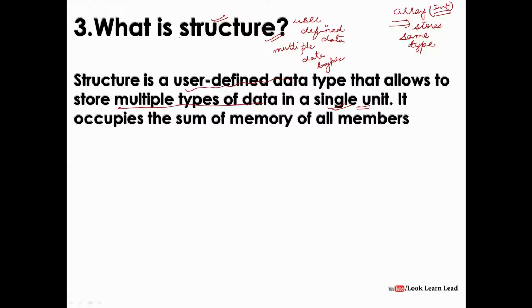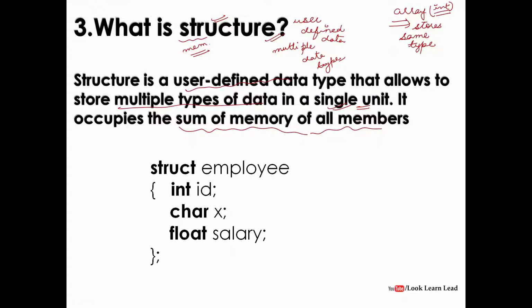Now, what is the memory of the structure? It is the sum of the memory of all members. Let's see with an example. We have a structure named employee. It has 3 members: integer, character and float salary. If we are talking about a 16-bit compiler, then integer would be 2 bytes, character would be 1 byte, and float would be 4 bytes.